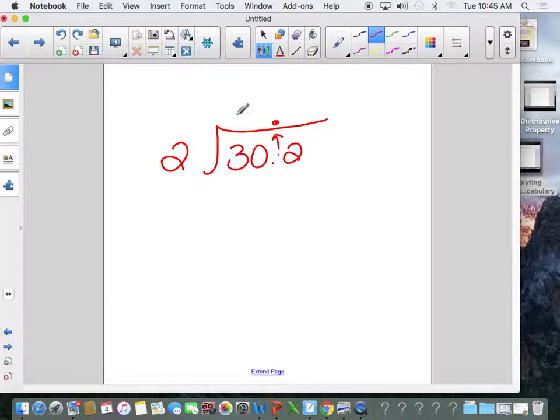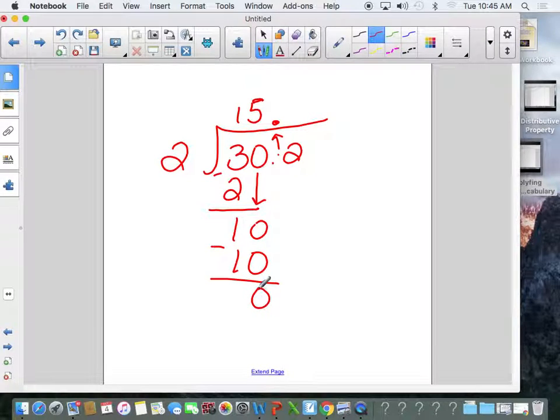2 can go into 3 one time. 2 times 1 is 2. And I find my difference. It's a 1. I bring down the next place value. So I have 10 now. 2 can go into 10 5 times. 5 times 2 is 10. And I find the difference. And I bring down the last one. It's a 2. 2 times 1 is 2. And I have a difference of 0.